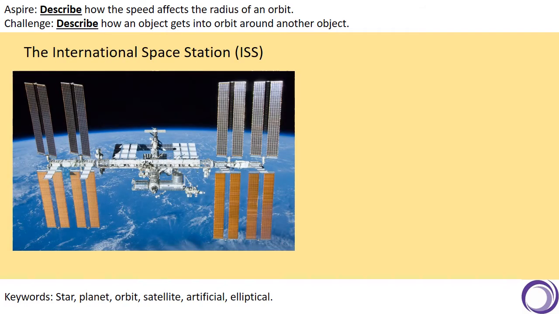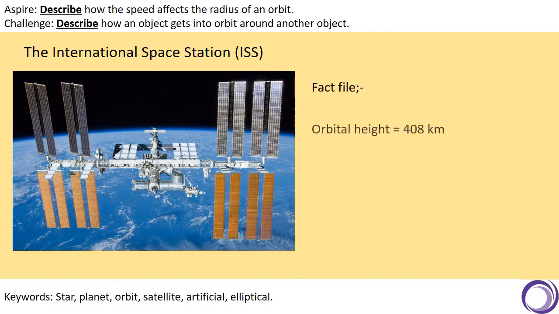Let's have a closer look at the International Space Station then. This is an object that you can see in the night sky. If you go on the internet, you can have a look at when it's passing overhead. It's quite easy to spot because it's traveling particularly fast. It'll cross the full horizon of your night sky above you in a couple of minutes. It's moving very, very quickly.